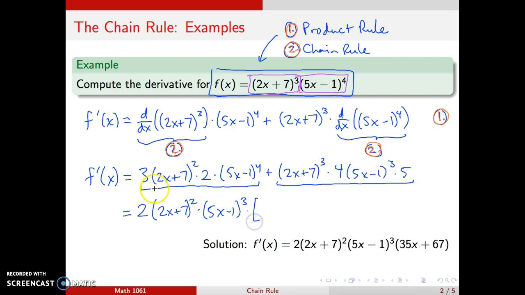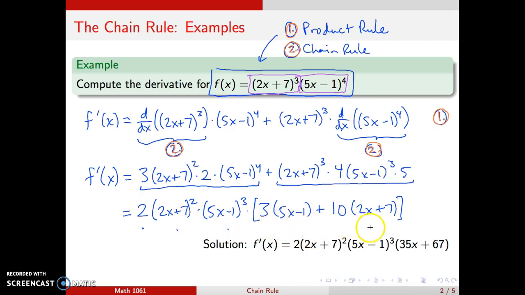And then what's left over is I've got a 3 times 5x minus 1. So one of those left over. Plus, one of the 2's is factored out, so 2 times 5 is 10. I've got another copy of 2x plus 7, and my 5x minus 1 cubed, all those are factored out. So, got that. Good, good, good.